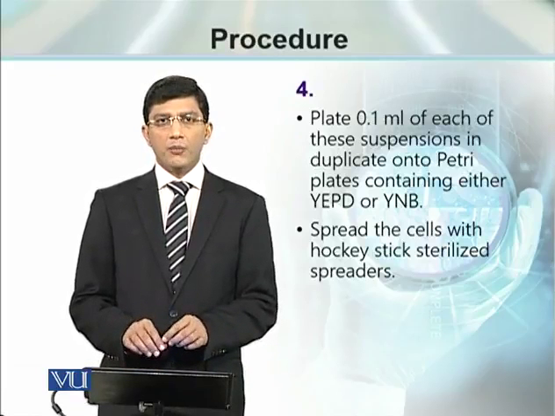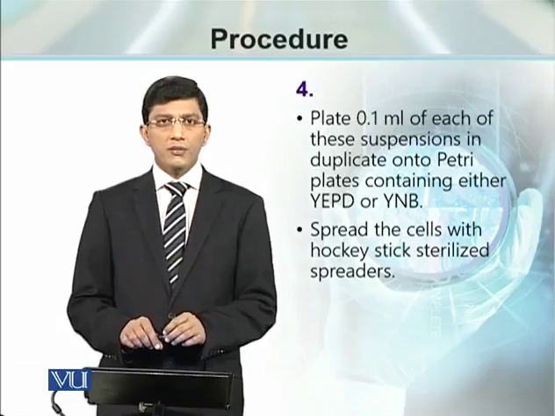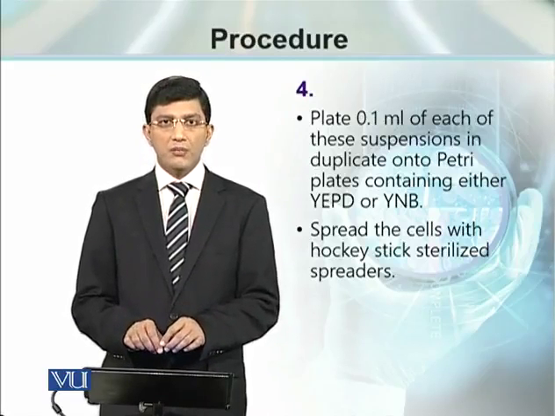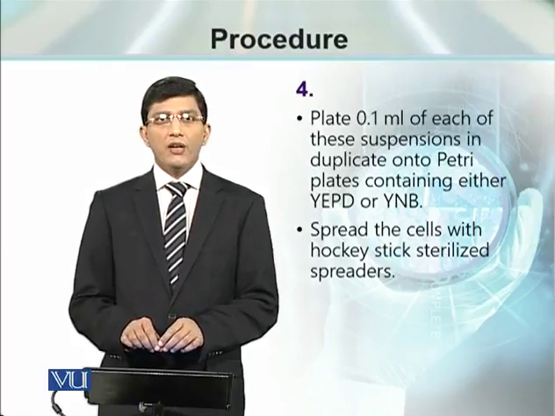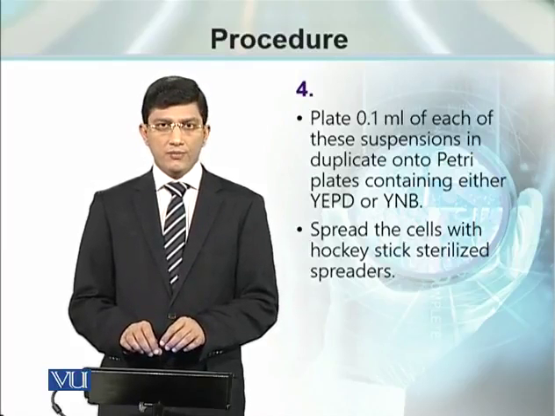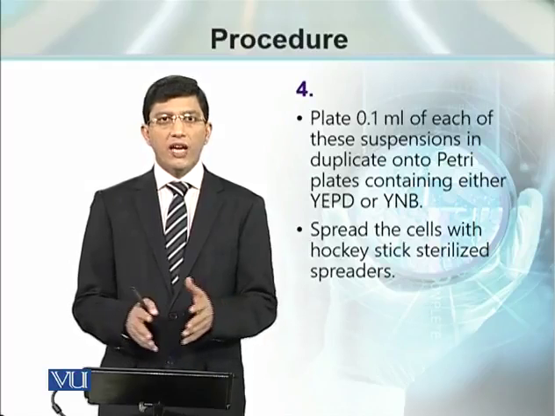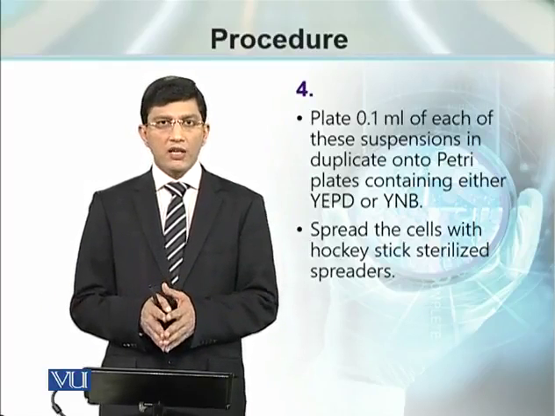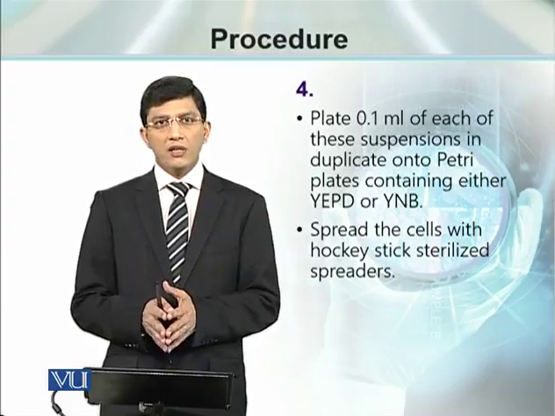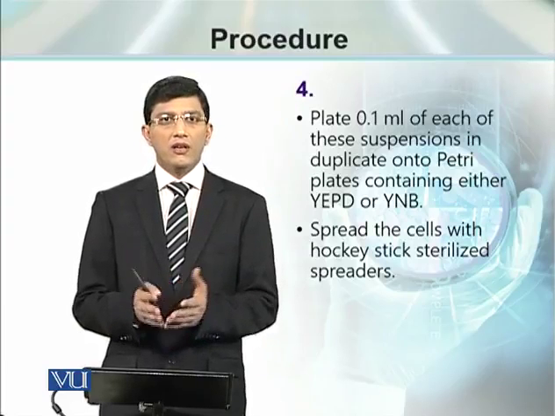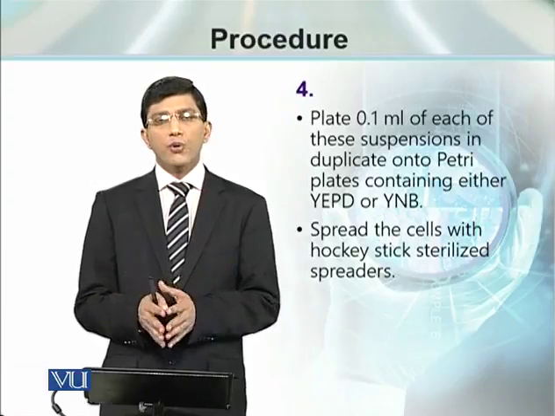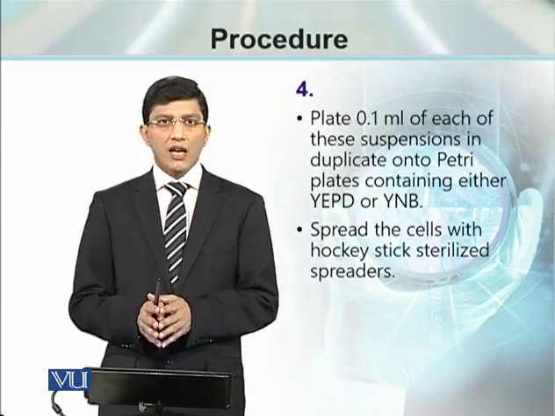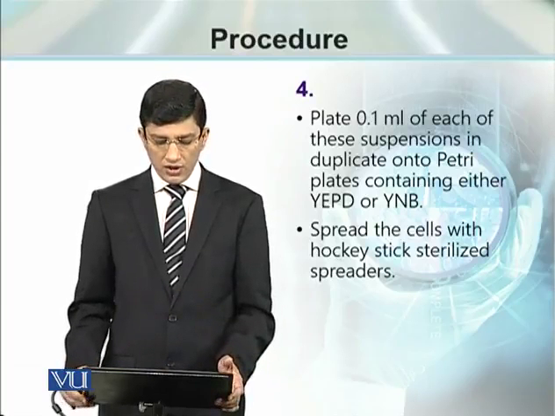Once you have diluted this sample, take 100 microliter or 0.1 milliliter of the diluted suspension and spread it over the culture plates. In case of yeast, we have two media. One is a minimal media, the second one is the complex media. So 0.1 milliliter of the diluted suspension is spread over both of these culture plates using sterilized hockey sticks.